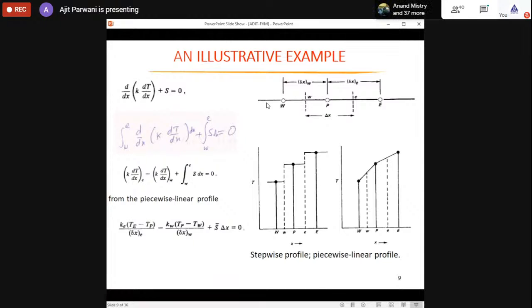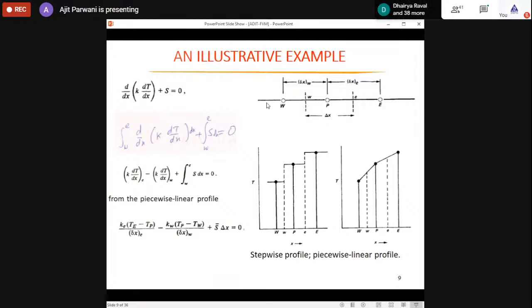So for this control volume, if the heat generation per unit volume is represented by S bar, then the total heat generated is S bar into delta X. The length of this control volume is delta X. So this source term is integrated, and it is also given as S bar into delta X.